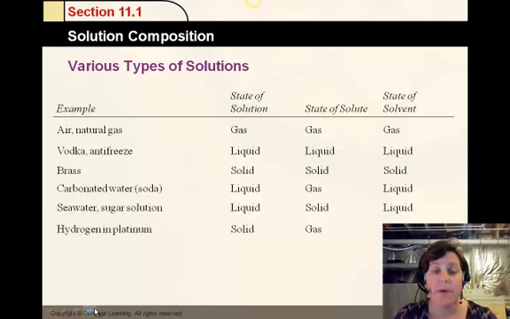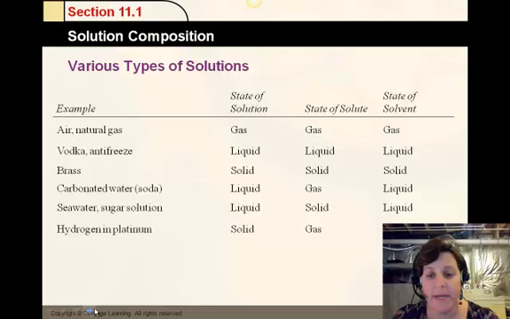As you know, solutions can be solids, they can be liquids, or they can be gases. So if you see this list, for example, air is a solution of nitrogen and oxygen. Antifreeze, brass, carbonated water, some kind of beverage, seawater, hydrogen and platinum. These are all types of solution, and you can see the state of the solution, the state of the solute, and the state of the solvent.